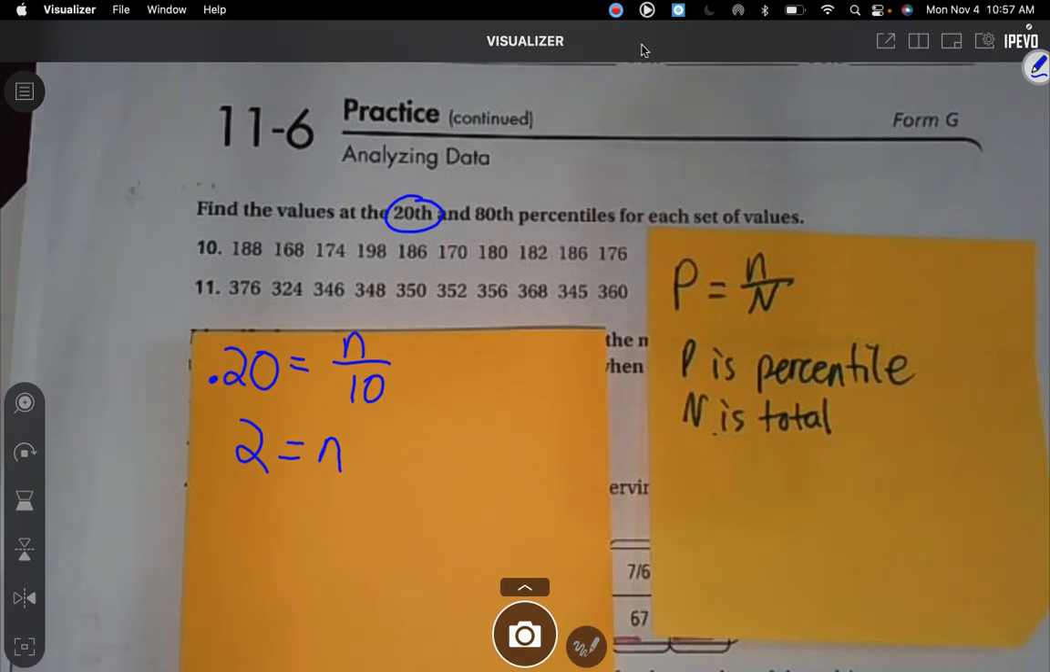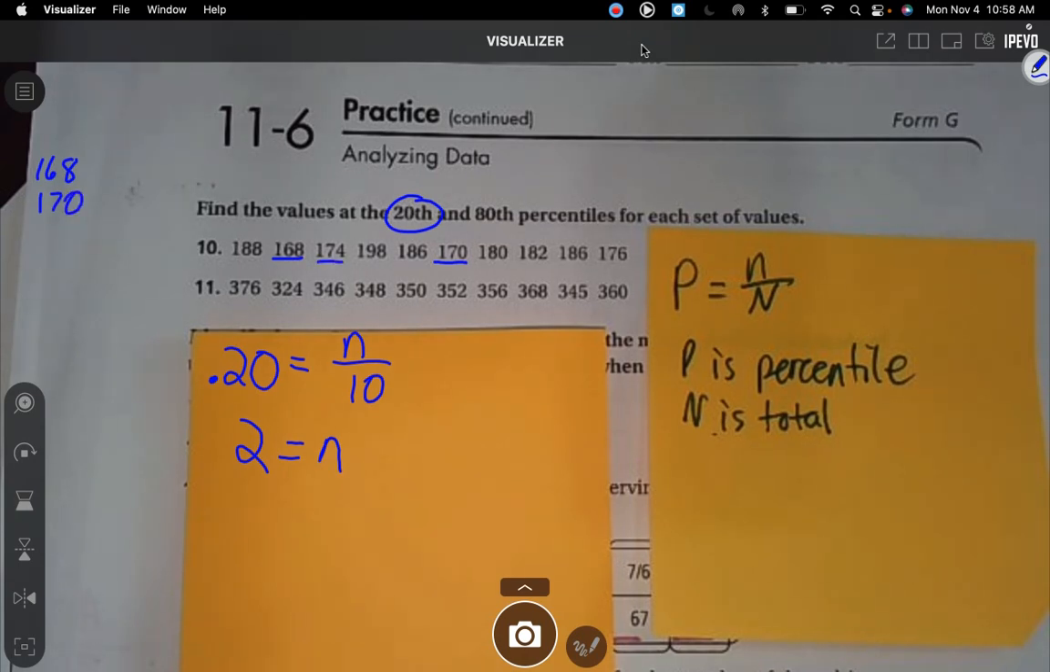Wait, why do you need a second number? Well, what percentile am I looking for? The 20th. The 20th percentile will be my second number. But on number 10, I need to line them up. So you put them in order. Yeah, that's what I meant. So my lowest number is 168. I'll just list them over here. What's my next number? Is it 170? Then let's keep going. We're going to go ahead and put them all in order.